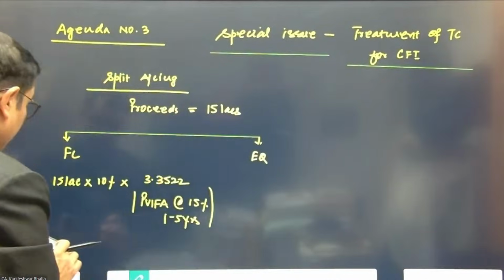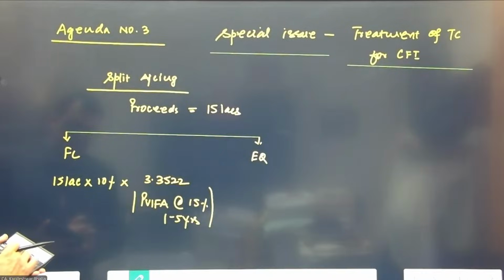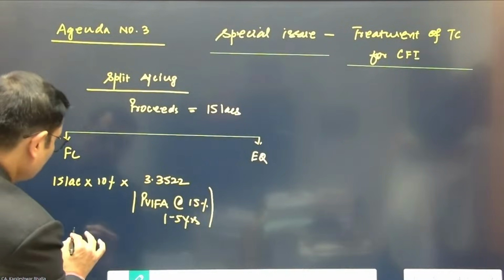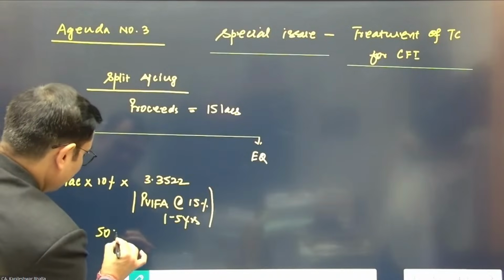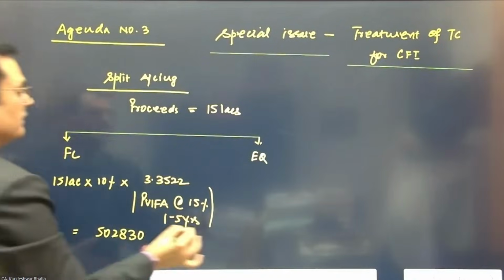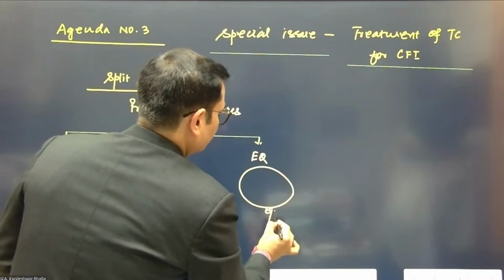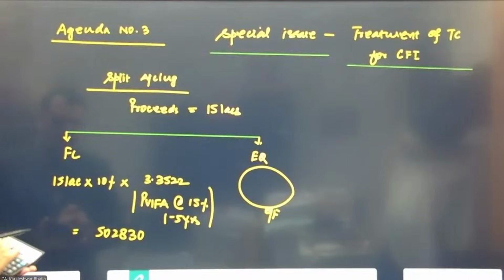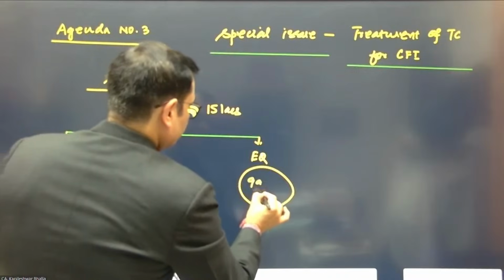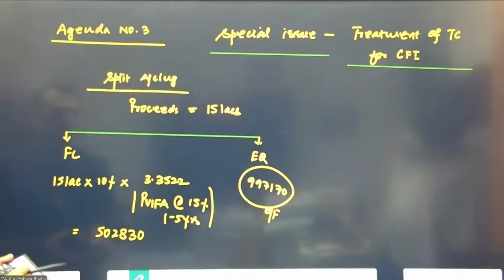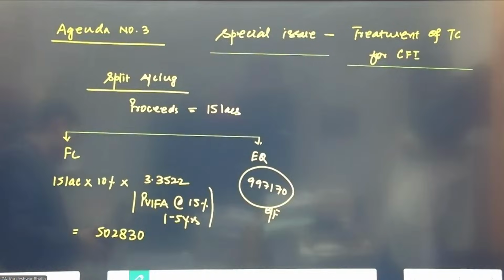Yes, that's right. So let's take this 1,50,000 into 3.3522. It comes to 502,830. That is the financial liability. So the equity becomes a balancing figure, which works out at 997,170. I've taken 4 decimal places in this case, and that's the figure we get. This is 15 lakhs minus 502,830, that's 997,170. That is correct. So this is done.